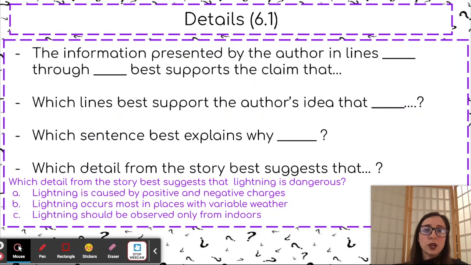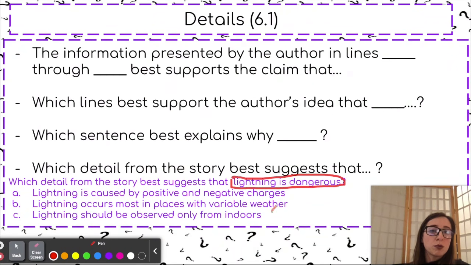And last question sample from details 6.1, which detail from the story best suggests that, or which detail from the article best suggests that. So same idea, which detail proves the following idea. So you would go ahead, imagine you're annotating your test, box out the idea, just to help your brain hyper focus on that idea, and then check through your choices. Figure out which ones are possible, which ones you can eliminate, etc., and then choose your best answer.